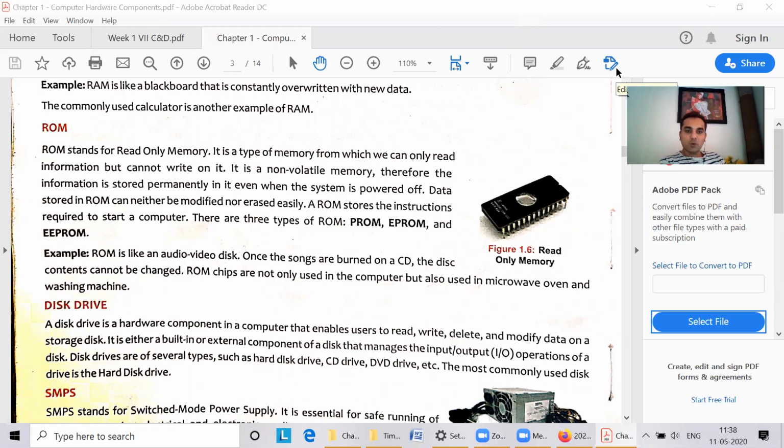So we have the ROM in a microwave oven also, or in the washing machine also. So they are only utilized to read the data.